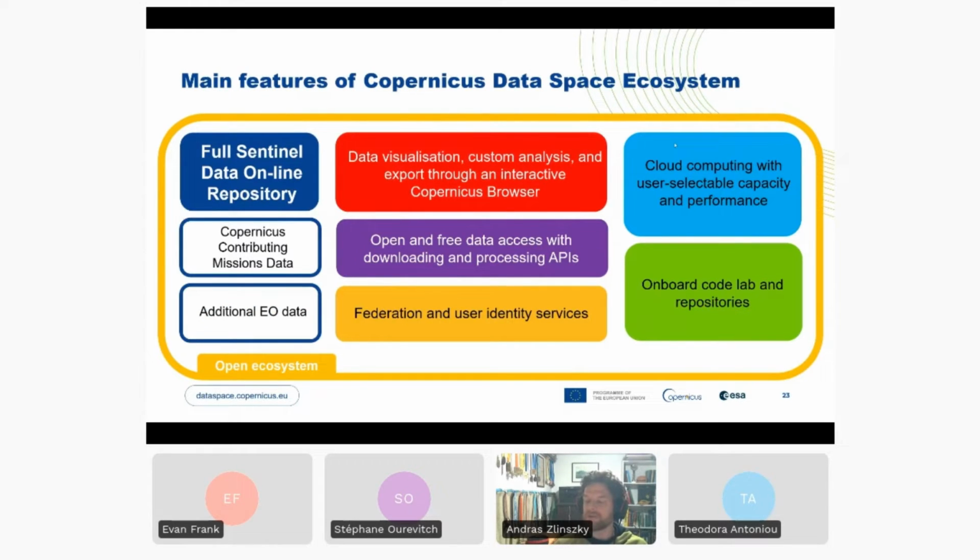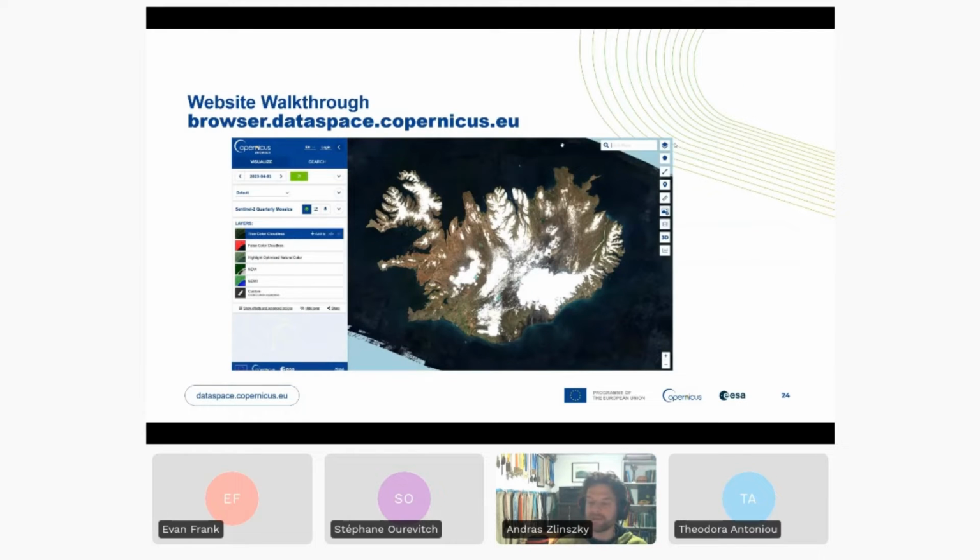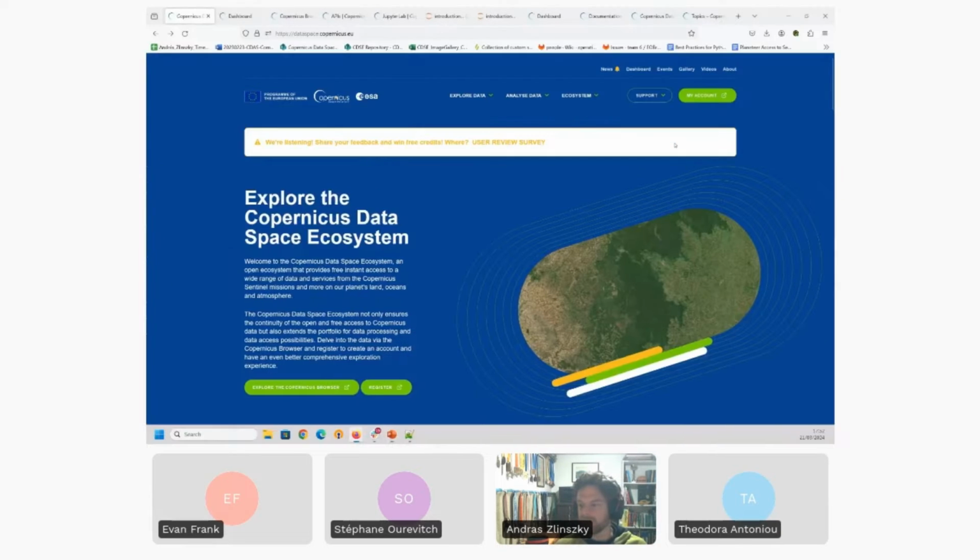Moving forward to Copernicus Browser, one of my favorites. This is a completely new approach to visualizing satellite imagery. And now we're going to move to the browser. So if you just enter this URL, browser.dataspace.copernicus.eu, it's going to take you to Copernicus Browser. If you haven't registered yet, this particular tool has most of the functions enabled also for anonymous users. Let me guide you through.